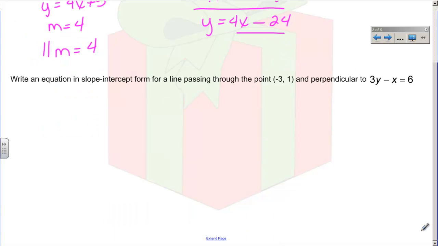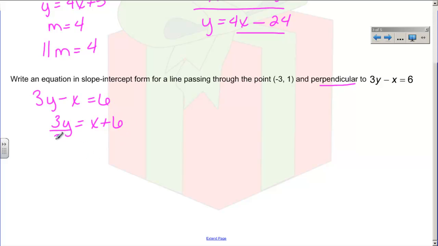So the next one, this time, same thing, we're going to write an equation of a line that goes through this point, but this time it's perpendicular. So I have to be able to identify the slope. So from here, again, this one's not in standard form. But I do have to get y by itself. This one's not in standard form because this number in front of the x is negative. But I still want to get y by itself. So I'm going to start by adding x to both sides. So I get 3y equals x plus 6.